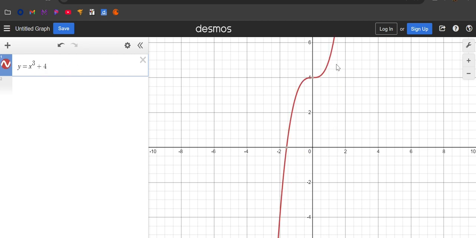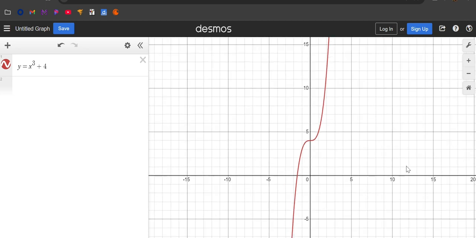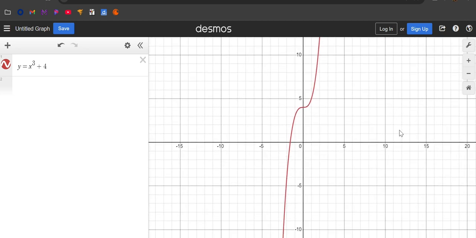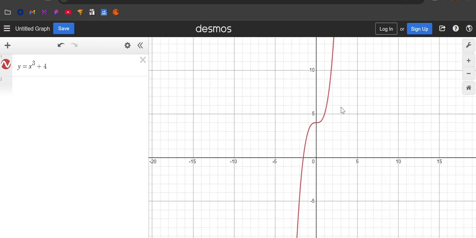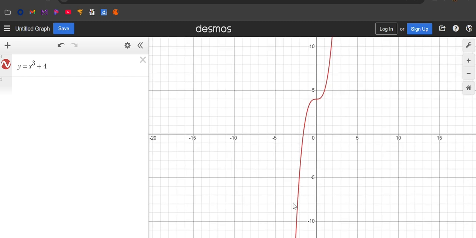Plus 4, we'll shift our graph up by 4. And let's zoom out so we can see this a little bit more clearly. So here we have something in the 10 by 10 window, like what we have on our graph. And you can see that it goes off past the edge of the map to values that were predicted by the table. It has this effect of falling on the left-hand side and rising on the right.